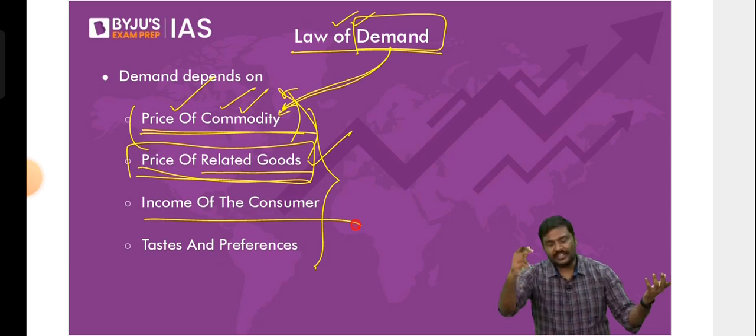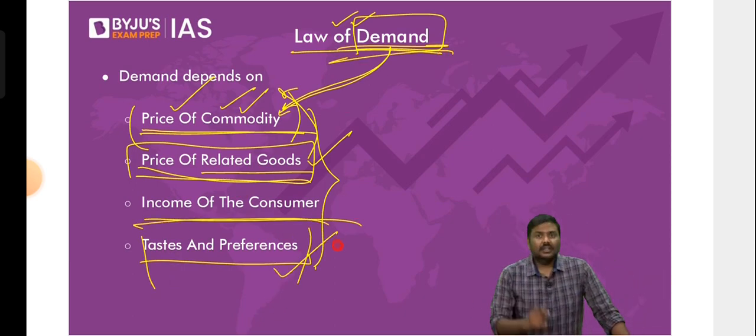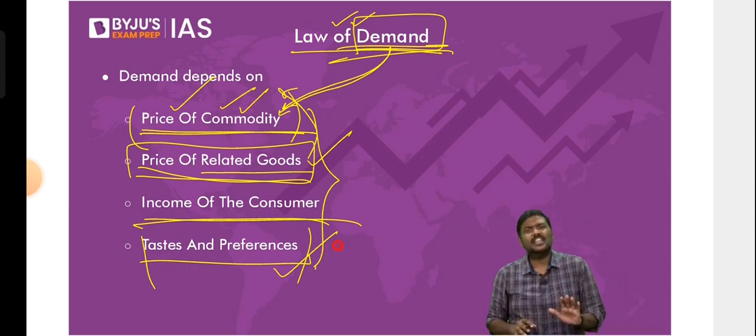So what kind of income you have will also determine for what kind of goods and services you will have a demand in the market. Then the taste and the preferences. Will your taste and preference determine what kind of good you will purchase? For example, how can taste and preference determine what I purchase?